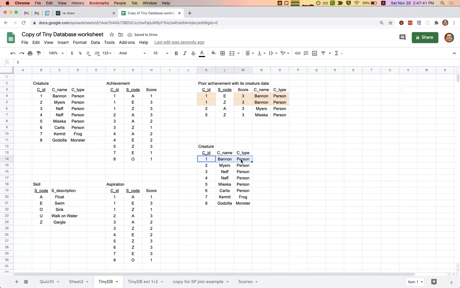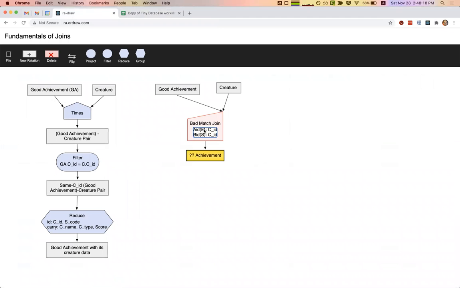So for creature 1, what are our matches? We get multiple matches. Even if we take, well, let's take poor achievement. We get 2 matches. So right away, you can see that as I do this match, I'm going to need to repeat Bannon because Bannon matches 2 different skills. And by repeating, I've violated my identifier. So that really doesn't work. It worked the other way around because we started with an identifier that would permit those repeats. So this is a device for checking whether what you're doing makes any sense.